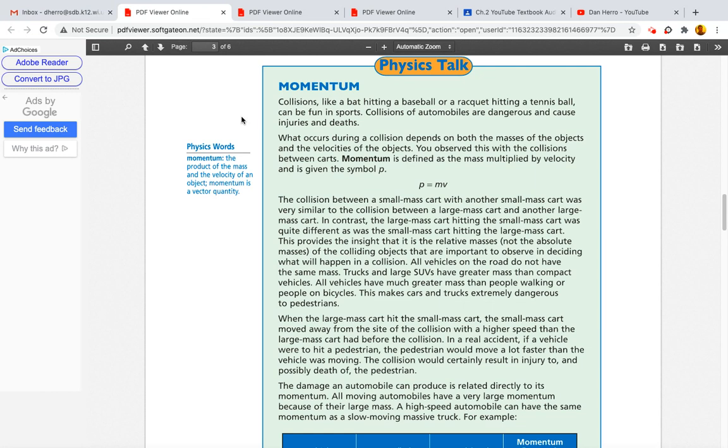Momentum is defined as the mass multiplied by velocity and is given the symbol p. Momentum equals mass times velocity.